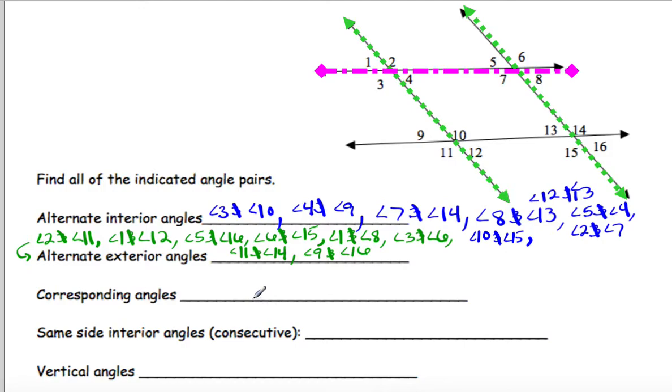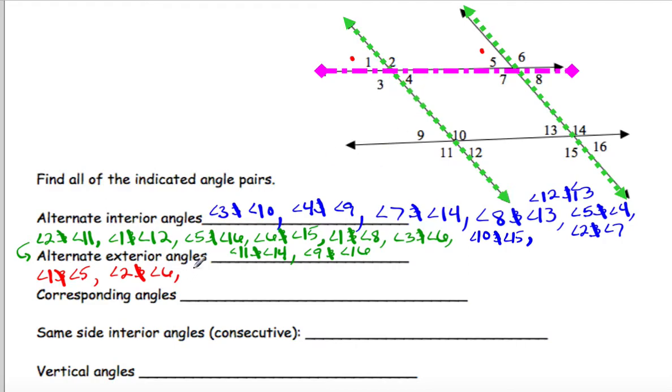And let's name some corresponding. So right now I'm using the pink line as a transversal, and my 2 sets of angles are these at the top left and the top right. If I said angle 1 would correspond with, it is above the pink and to the left of the green. So above the pink and to the left of the green would be angle 5. Angle 2 would correspond with angle 6, above the pink and to the right of the green.